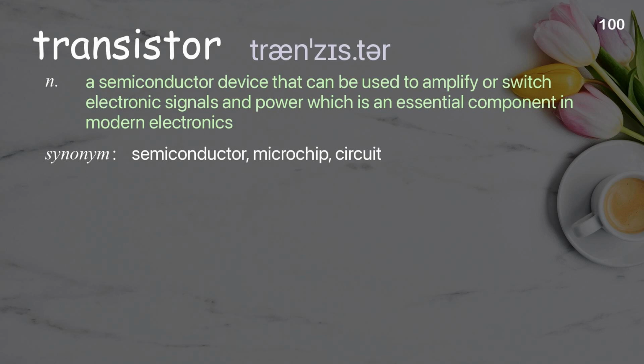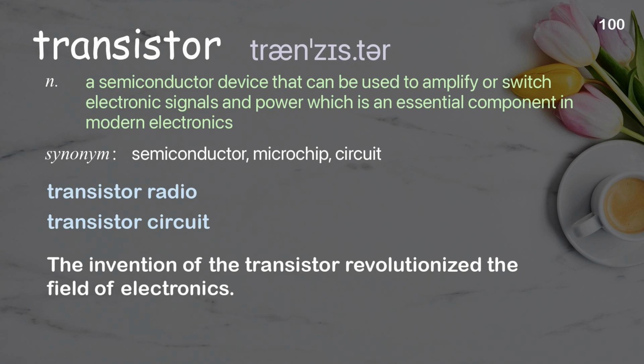Transistor. A semiconductor device that can be used to amplify or switch electronic signals and power, which is an essential component in modern electronics. Examples: Transistor radio, transistor circuit. The invention of the transistor revolutionized the field of electronics.